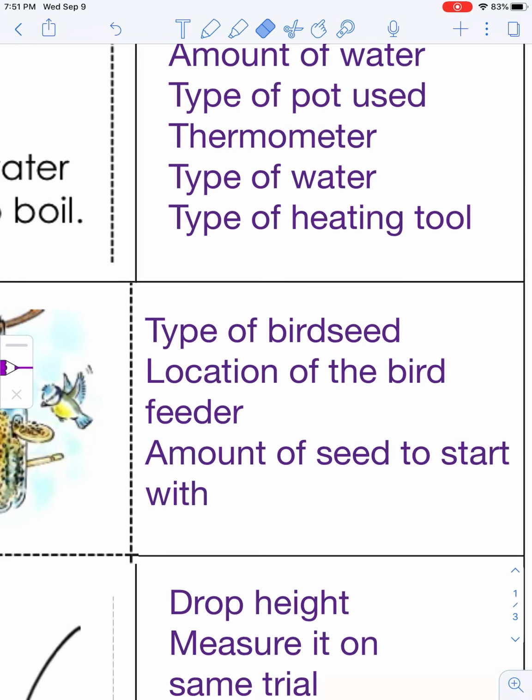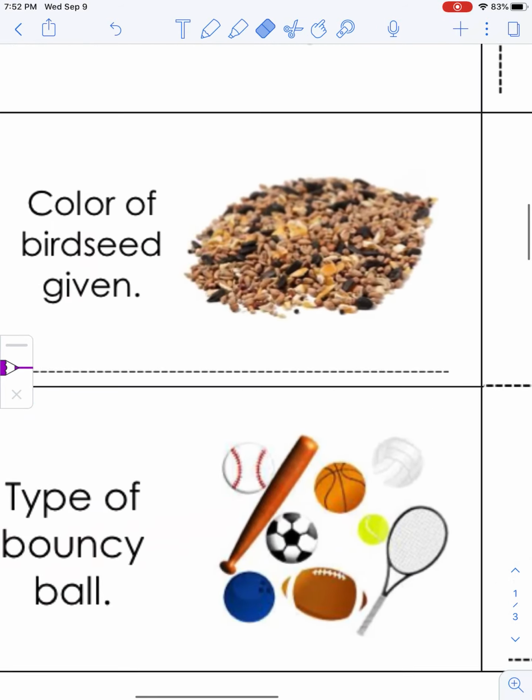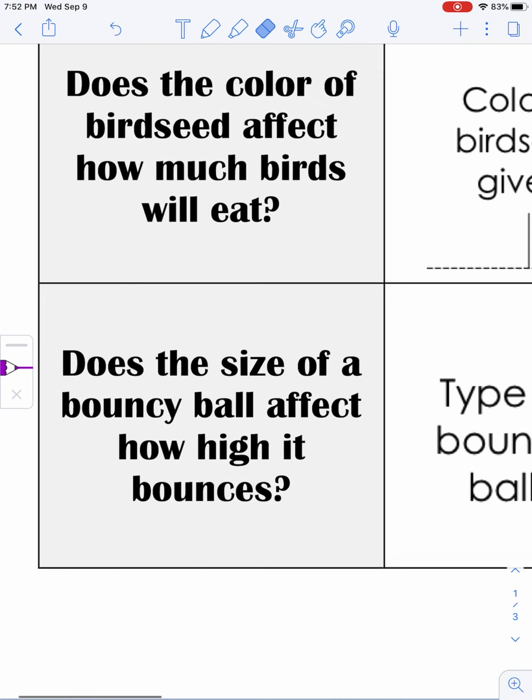The only thing that we are changing is the color of the birdseed, but you have to have the same type of birdseed. You have to have the same location of the bird feeder, and you have to have the same amount of seed to start with. If we're measuring how much is eaten, we have to start with the exact same amount of each color, or else that's not fair.